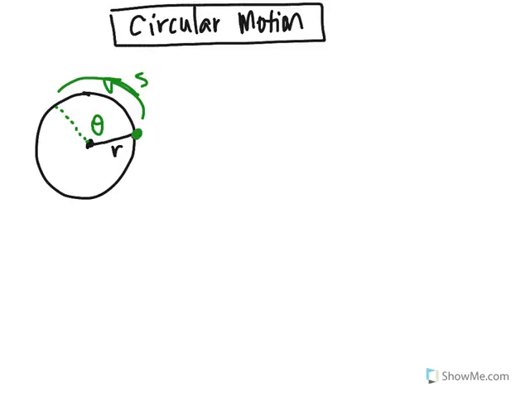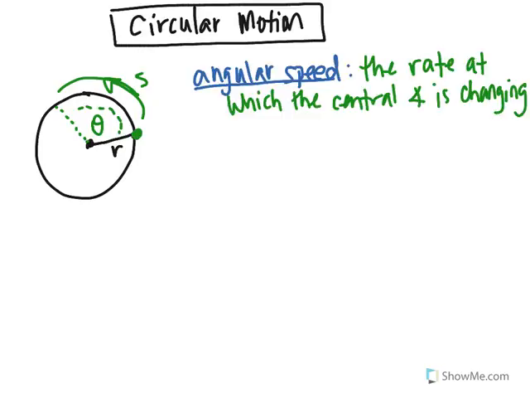So there's a couple formulas that we're going to talk about, and one is called the angular speed. How fast is this angle changing as you rotate it? So let's start off with some vocabulary that we're going to be using. First one is the angular speed. So it's just the rate at which the central angle is changing. So as this rock moves along that path, this angle is also going to change with it. So the angular speed has a formula, and here's what it is.